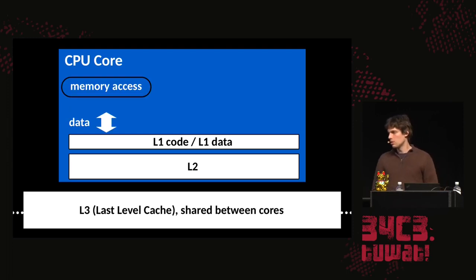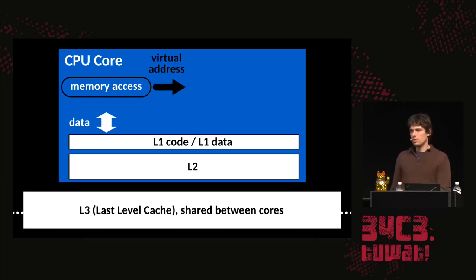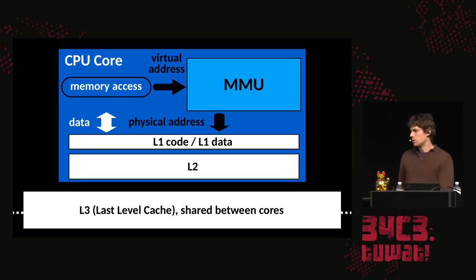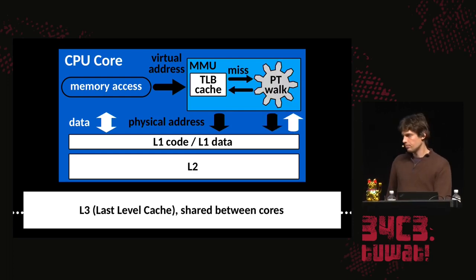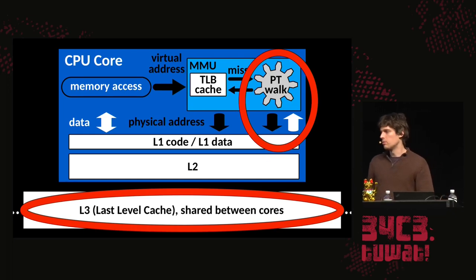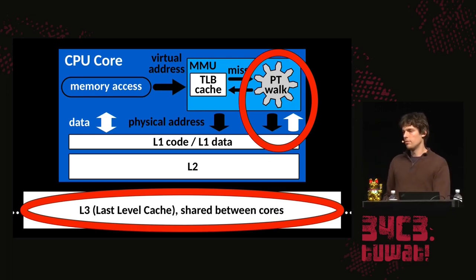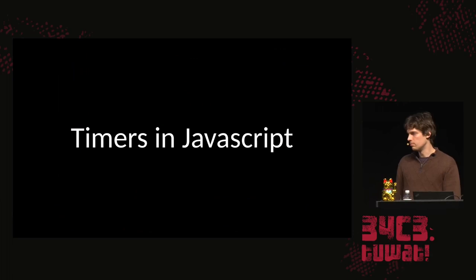Other things are also abstracted away. For example, if your program does a memory access, the data is written to the cache, but where is it written? Your program gives a virtual address to the CPU, and the CPU needs to translate that to a physical address, which is done by a component called the memory management unit. The memory management unit has a small cache of mappings from virtual memory to physical memory. But when an address is not in the cache, it has to do a page table walk. And the page table walk is what we are going to try to attack. We'll measure the effect that the page table walk has on the L3 cache, the last and biggest cache in the CPU, to find out what's happening in the page table walk.